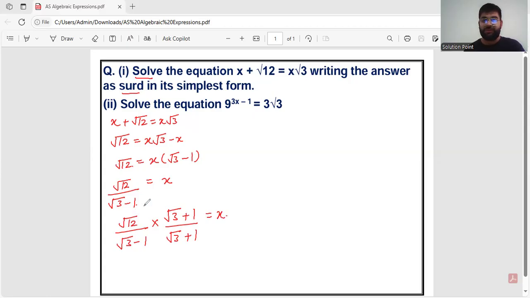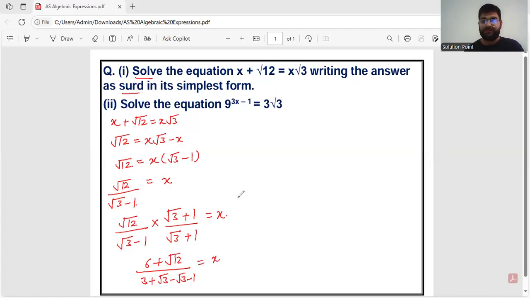Now this root 12 times root 3 will be root 36, which happens to be 6. Root 12 times 1 will be root 12. Similarly, root 3 times root 3 will be 3. Root 3 times 1 will be root 3. Minus 1 times root 3 will be minus root 3. And minus 1 times plus 1 will be minus 1.